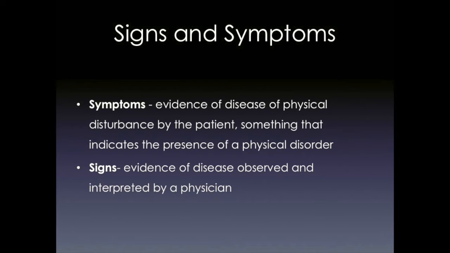Signs and symptoms. A sign is an evidence of the disease or an observance of something going wrong in the body. A symptom, on the other hand, is evidence of the disease of a physical disturbance by the patient, something that indicates the presence of a physical disorder. So if we're not being able to move our arms, or if we're feeling chest pain, something like that, that is a symptom.